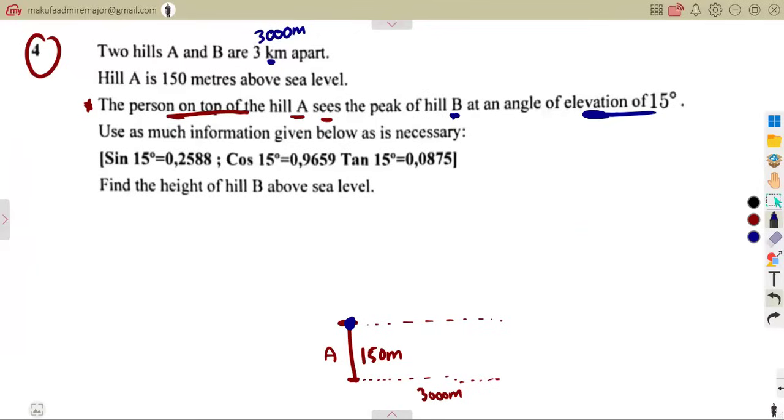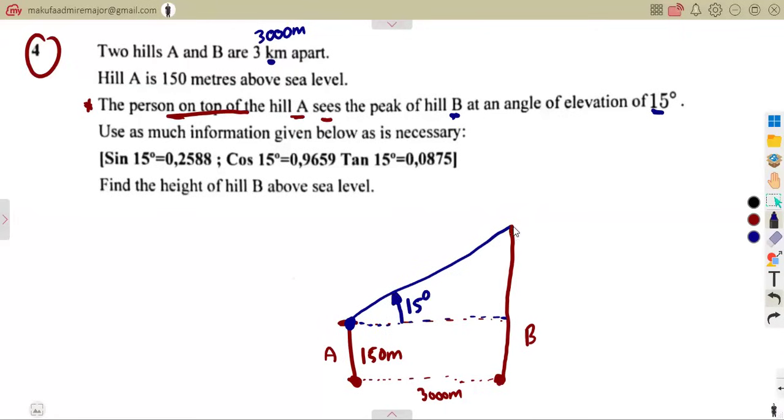C is the peak of B at an angle of elevation of 15 degrees. From the top here, we are seeing the top of B. Remember, B and A are both grounded on the same ground level, but B is going to be on top of A like this. This is the point where A is looking on top and seeing the top of B. So this side is the hill B. Our angle of elevation to the top of B is 15 degrees. That is the condition. Remember, this will be at 90 degrees, and this will also be at 90 degrees.